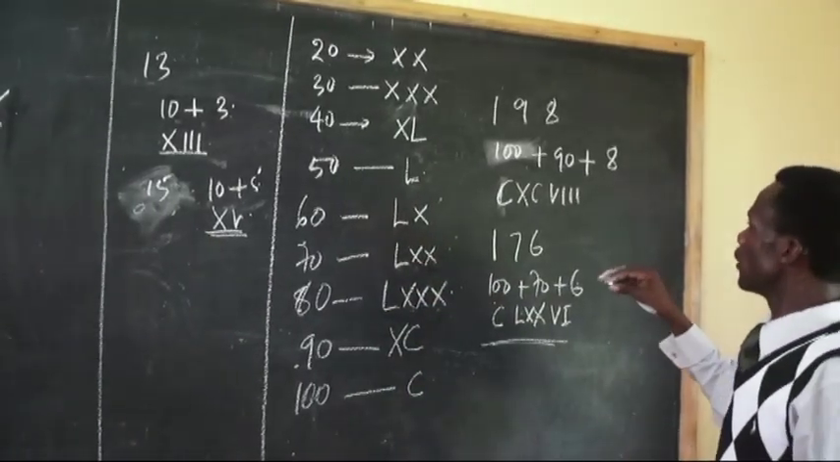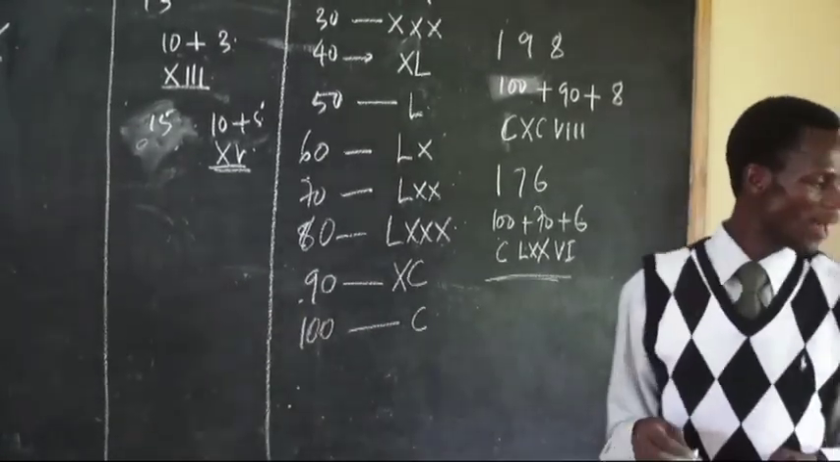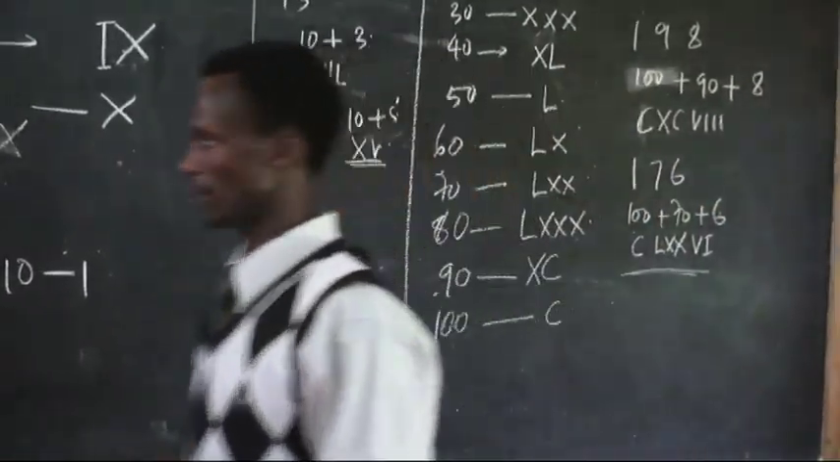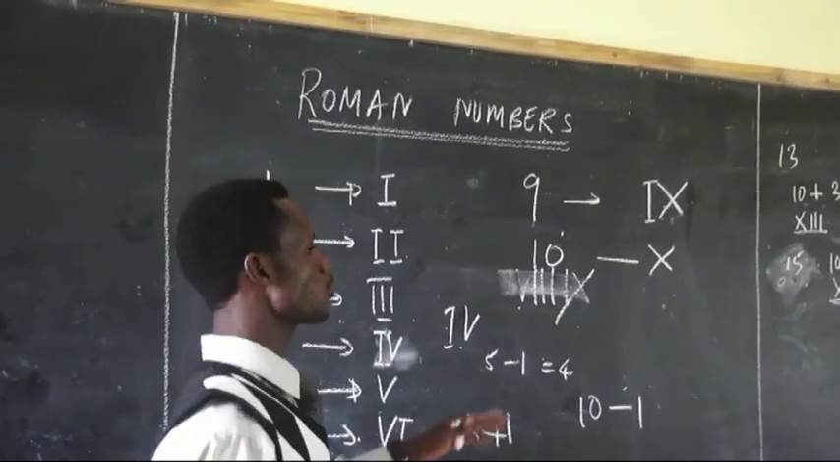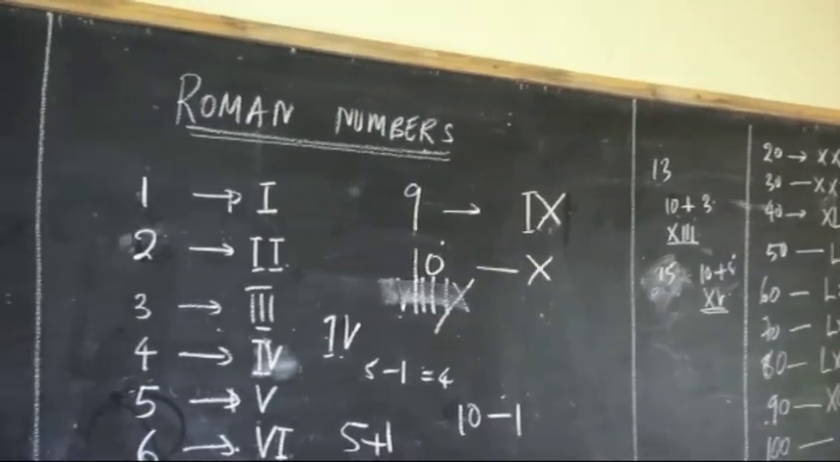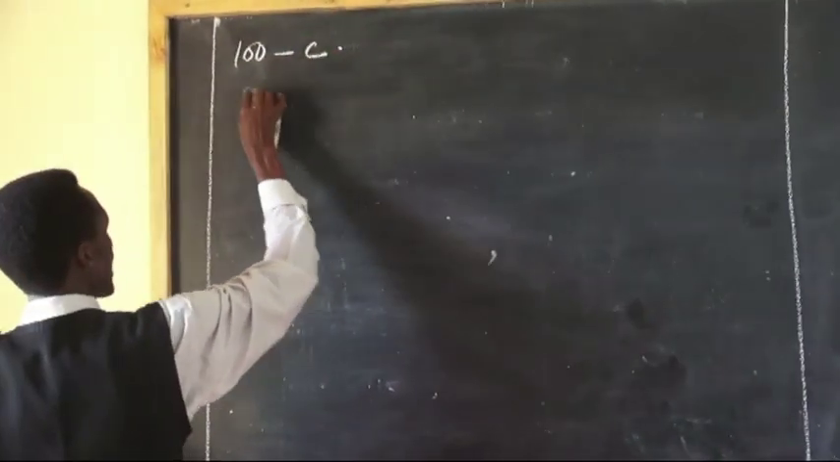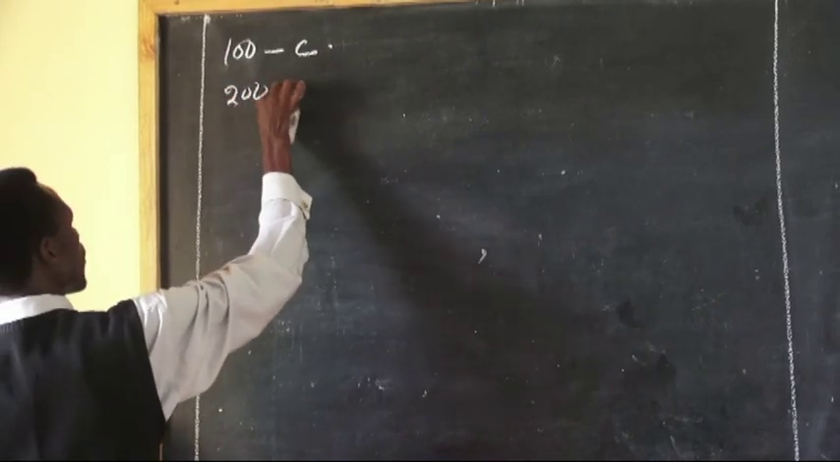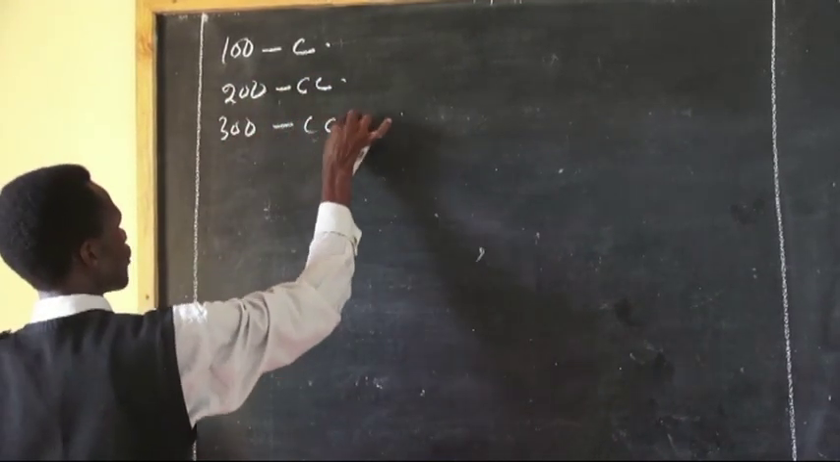For example, maybe you've been told a number other than up to 100. Now let us see how to write numbers beyond 100. Imagine you've been given more than 100 and you've been told to write in Roman numerals. So let us look at 100. 100 is C. Now 200 is double C. Now 300 is triple C.